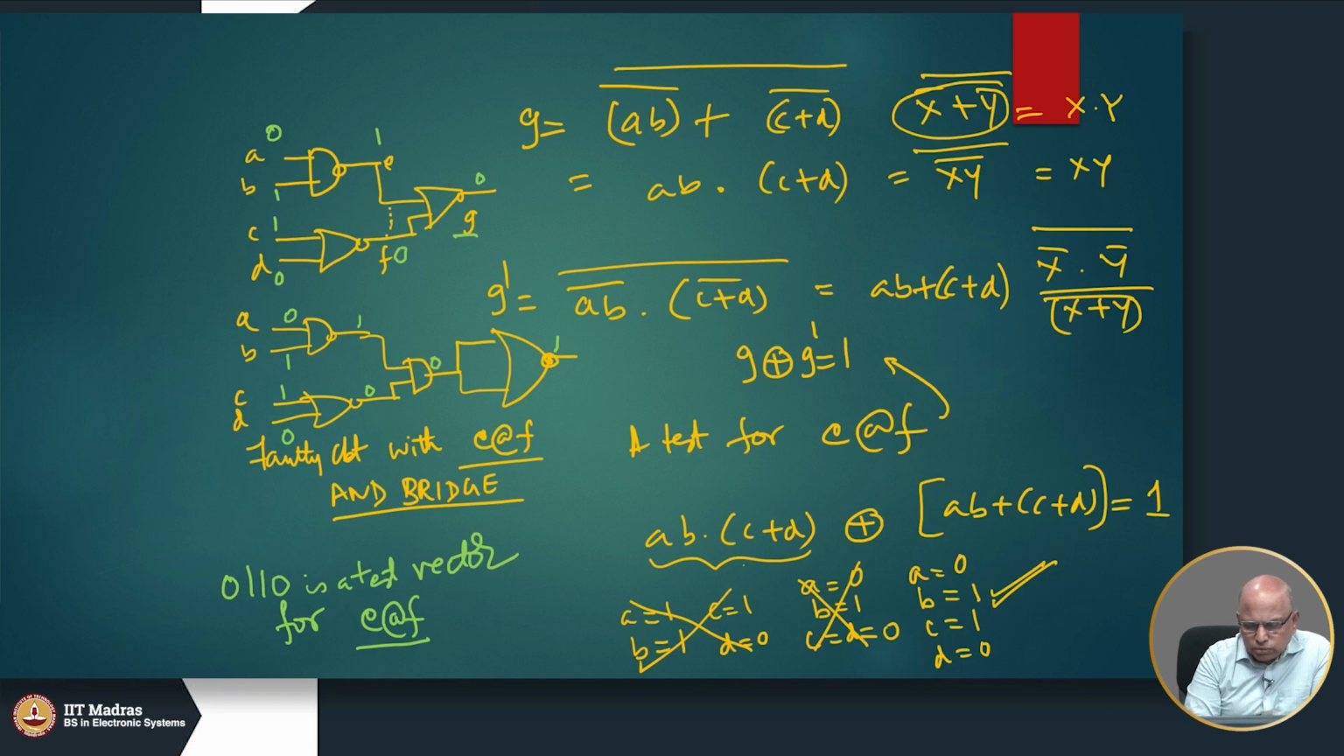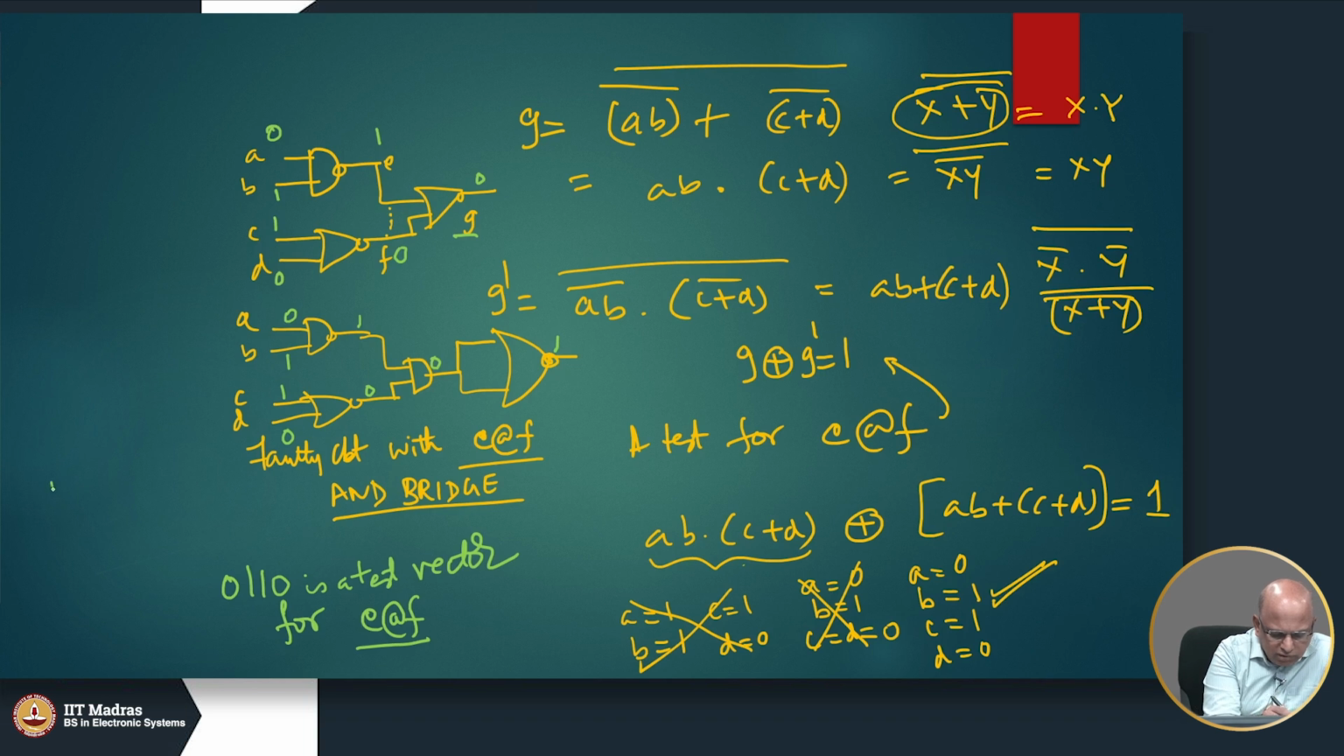If you see a 0, then you can be sure that that bridge fault does not exist, there is no such fault. But if you find a 1, this is very important. If you find a 1 here, then you conclude that E AND F bridge exists.